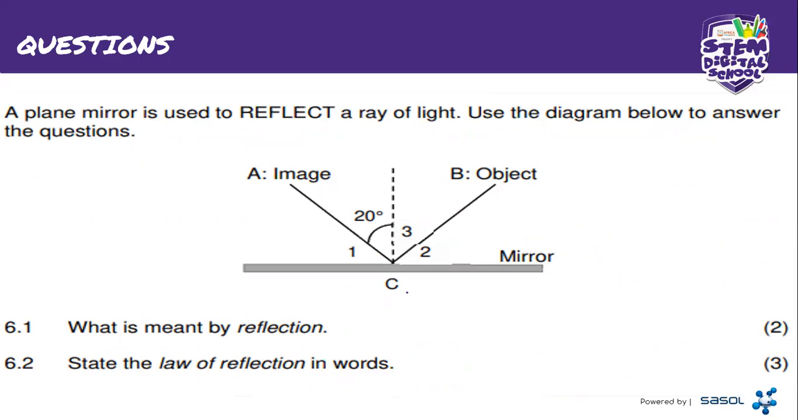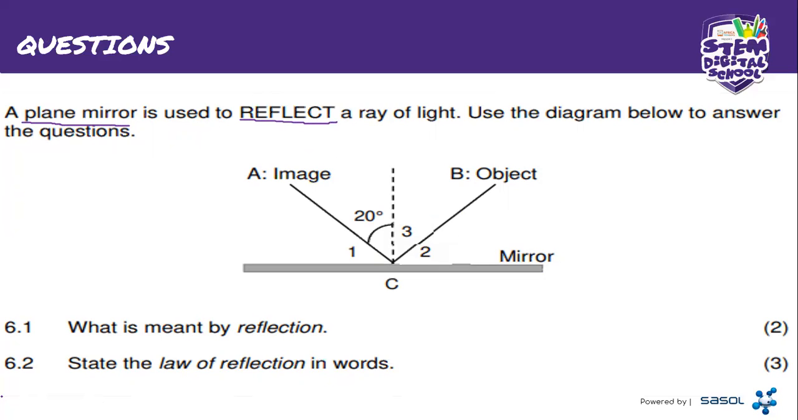Let us look at another question. A plane mirror is used to reflect a ray of light. Use the diagram below to answer the questions. So we have a mirror, it's plane, and it is used to reflect, and that was put in capital letters, to reflect a ray of light.